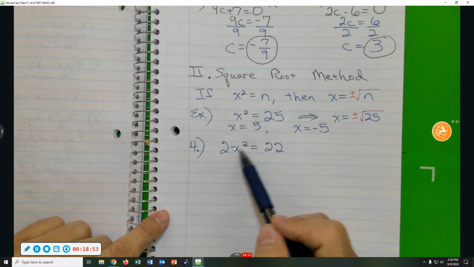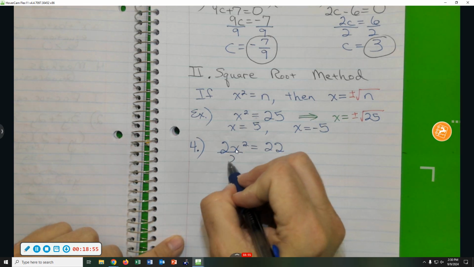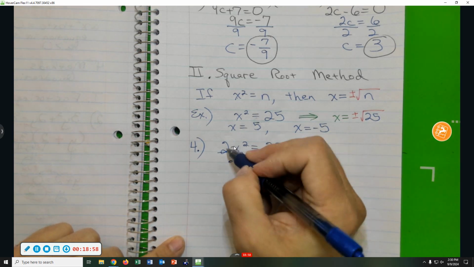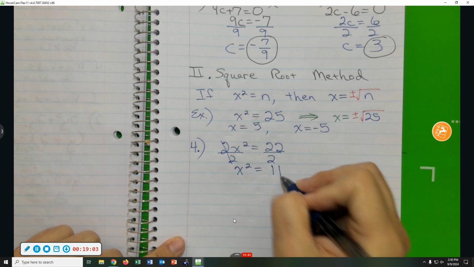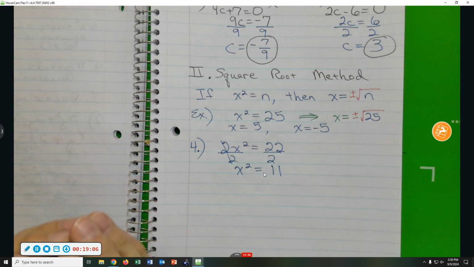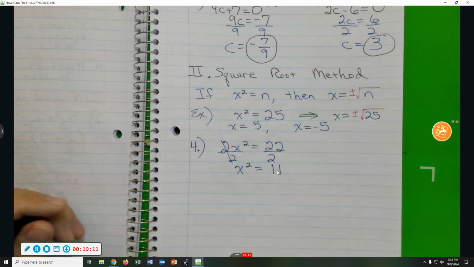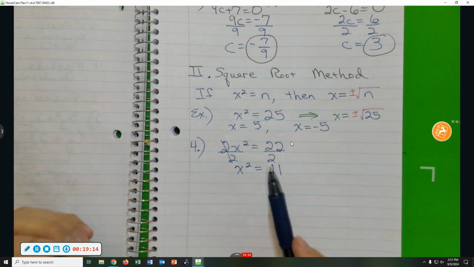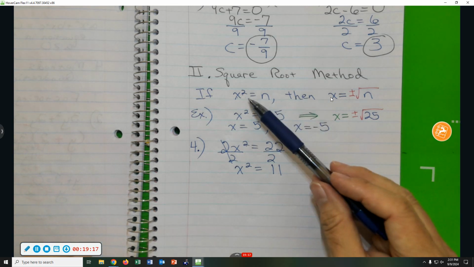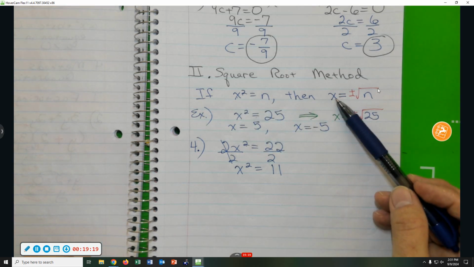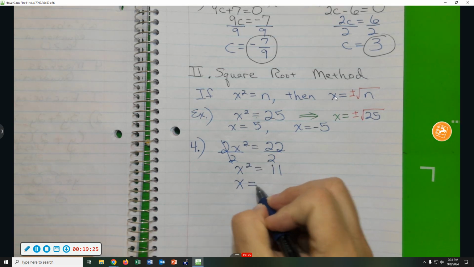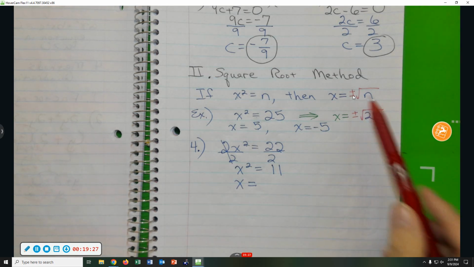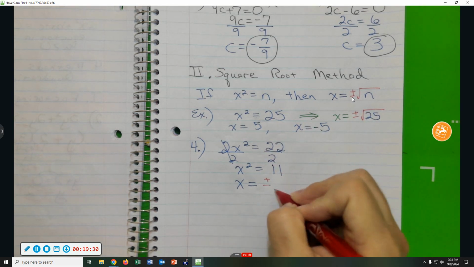So we need that x squared by itself. So before we do anything else, divide by 2. That's the only correct first step. If you're going to use the square root method, that is the only correct first step. You need the thing that's being squared to be isolated. You need something squared equals a number. And then, according to the square root method, you drop the square on the left. So you just have x equals, but you pick up a plus-minus square root on the right.